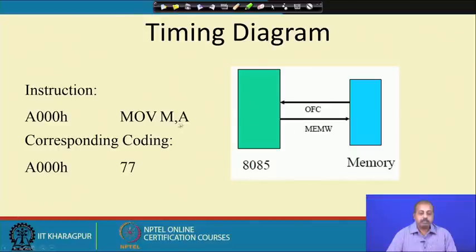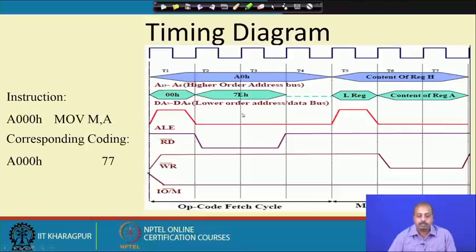Other way, if I consider the instruction MOV M, A, that is, the content of this accumulator should go to the memory location whose address is pointed to by the HL pair. So, now we have an opcode fetch cycle, where the content from the memory will come to the processor, and this will be followed by a memory write operation where the content of the accumulator register will be written into the memory location pointed to by the HL pair. The coding for this MOV M, A instruction is 77. So, the timing diagram will look something like this.